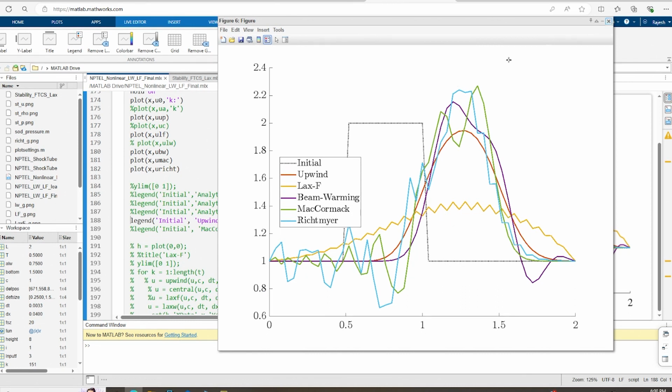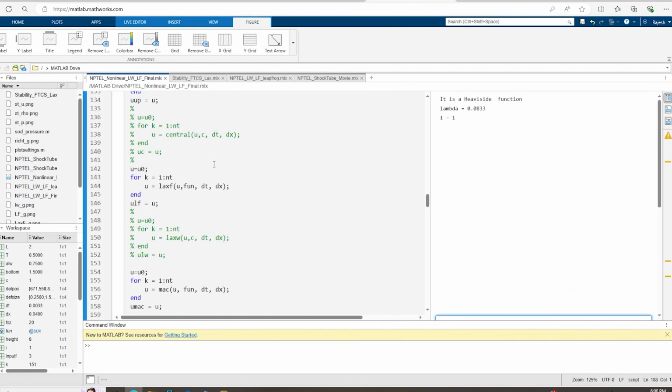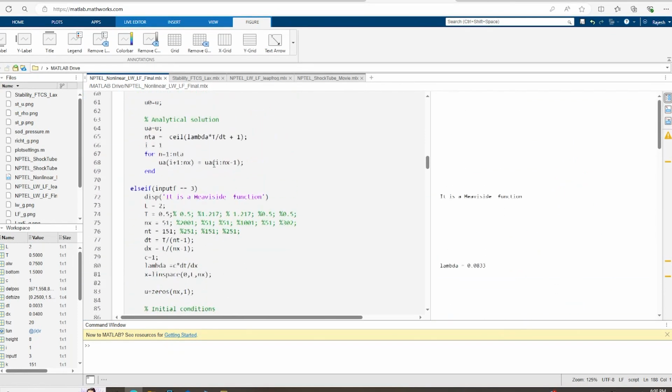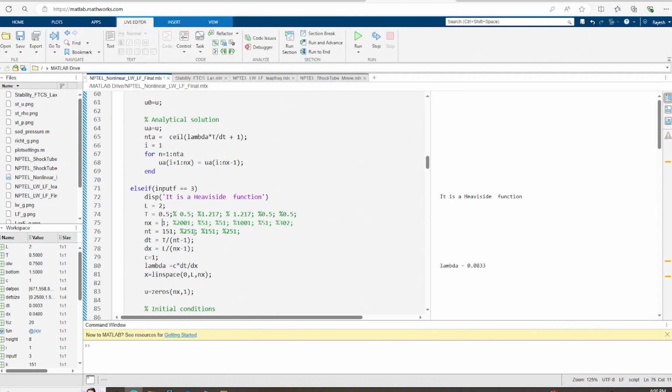You can probably try increasing the grid size. Let me increase the grid size to a very high value, 1001, and then just run.